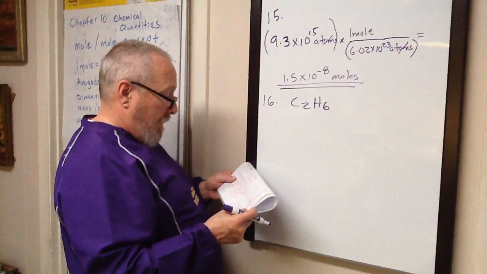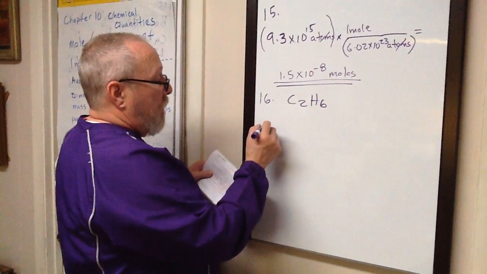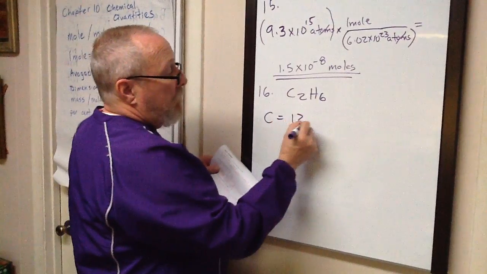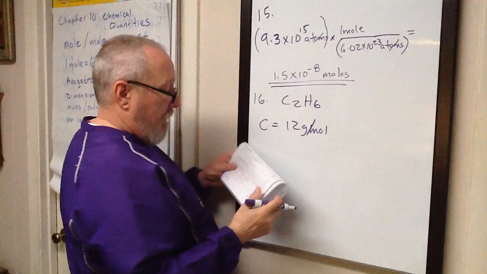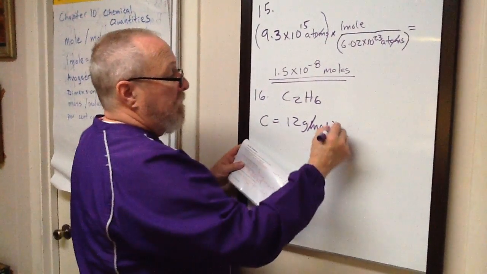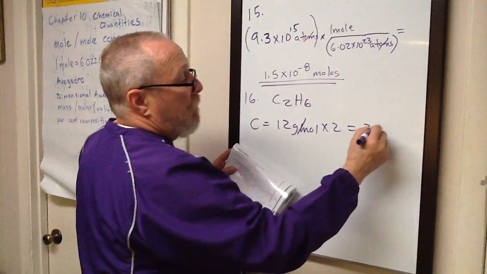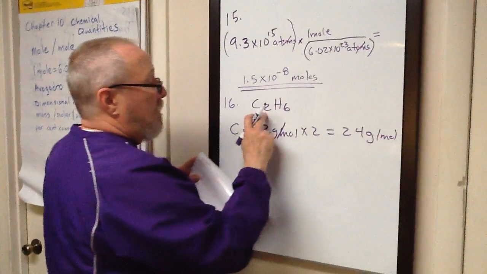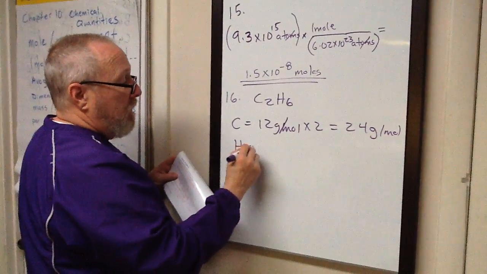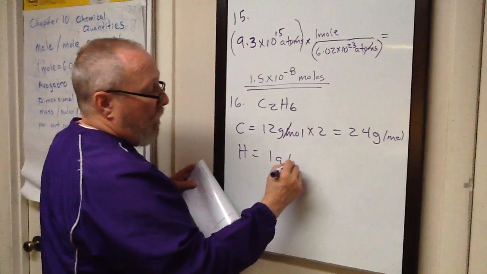And there are 2 of them. So carbon is 12 grams per mole. Okay? And there's 2 of them. And that would be 24 grams per mole in ethane, because there's 2 of them in ethane. And hydrogen is equal to 1 gram per mole.